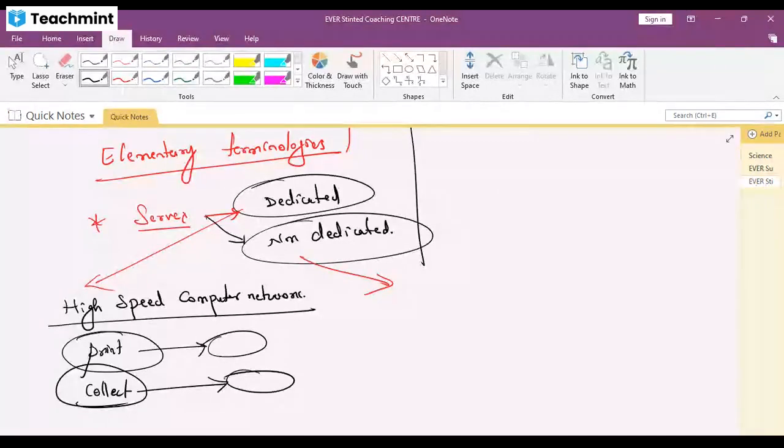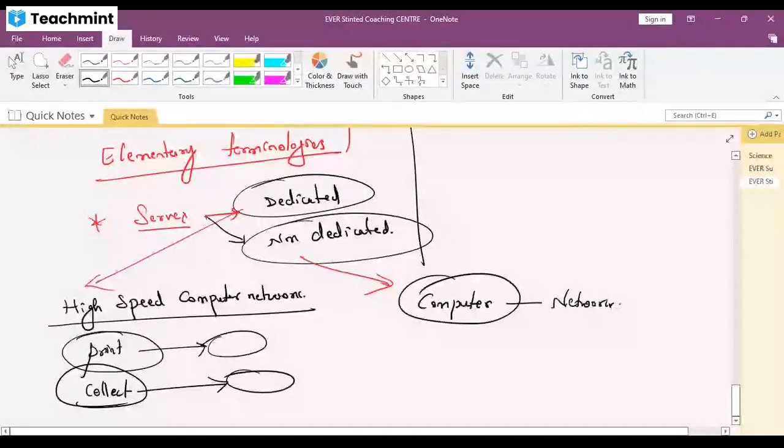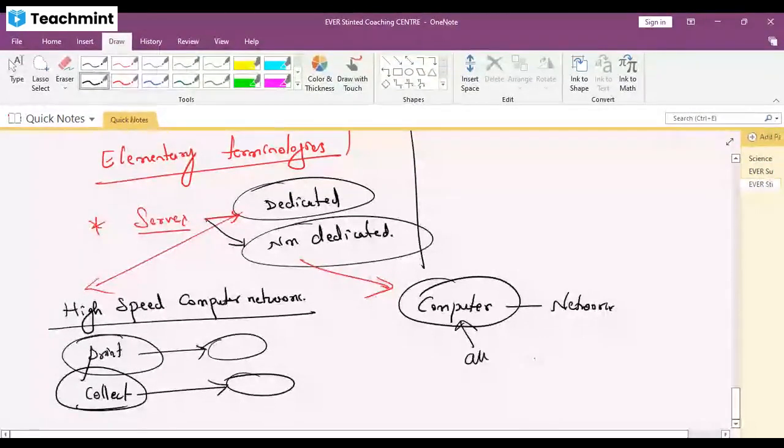Next is the non-dedicated server. In some networks, it is possible for a computer to act as a server. See, in some cases, what happens? One computer is there, and that computer alone is acting like a network. This system alone performs all the functions.